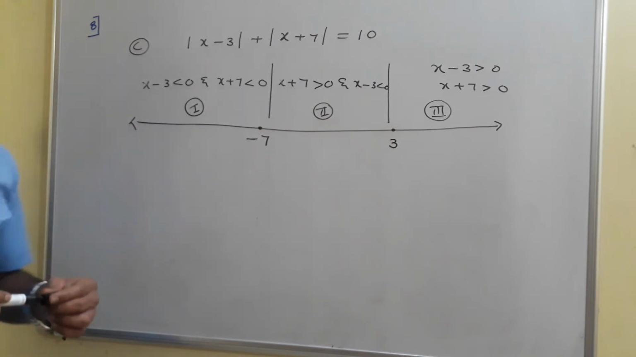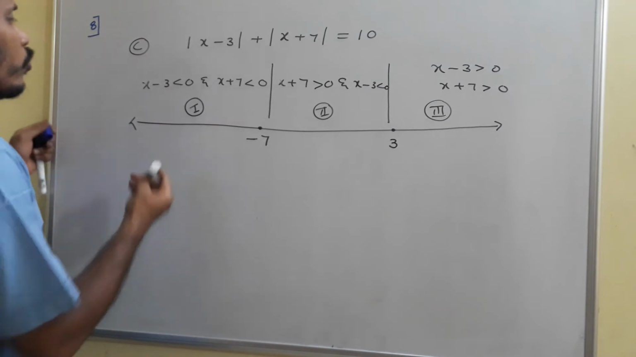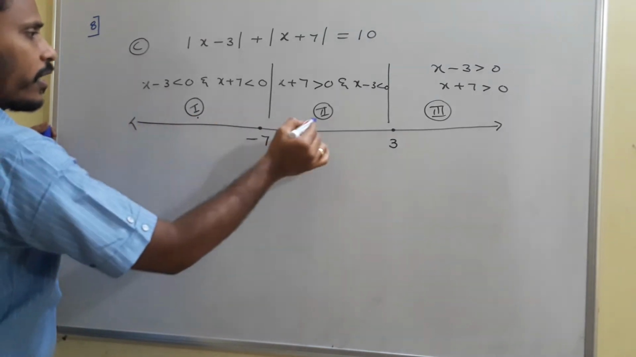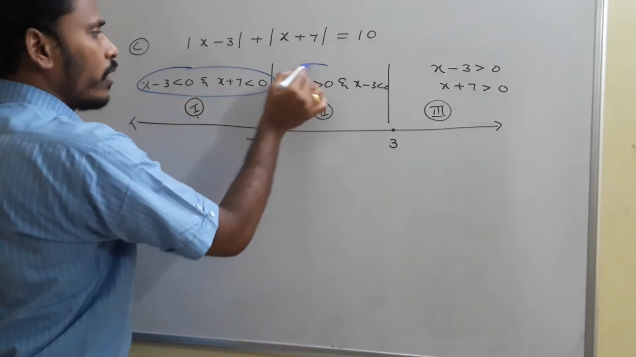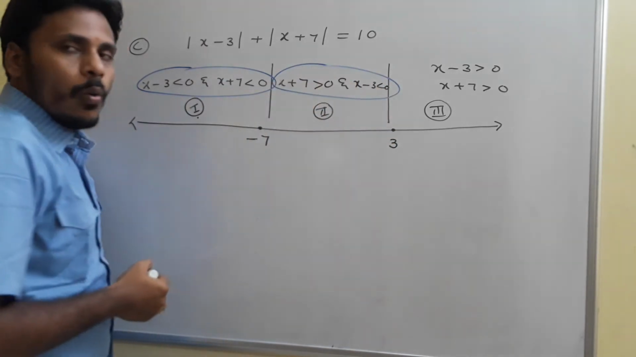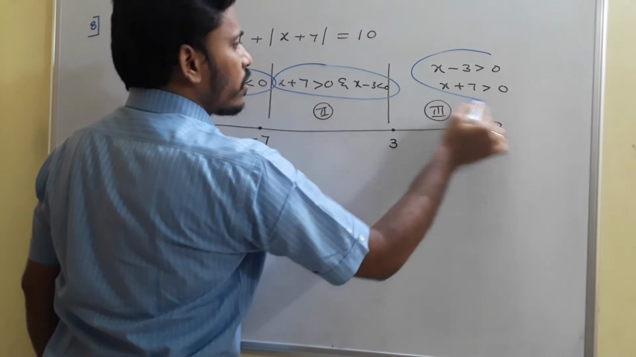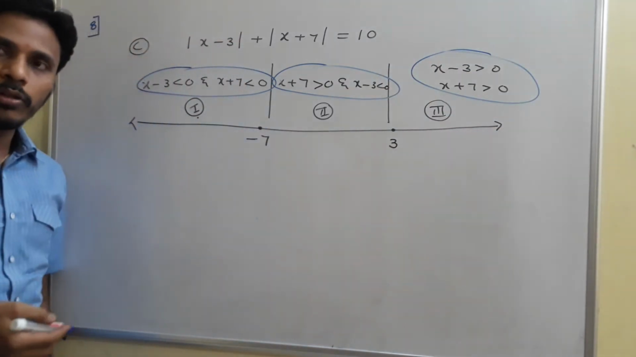Just think about it. To find the value of x, I am dividing the total problem into 3 regions. Case 1, case 2, case 3. This is the heading of case 1, both are negative. This is the heading of case 2, one positive and one negative. This is the heading of case 3, where both are positive.